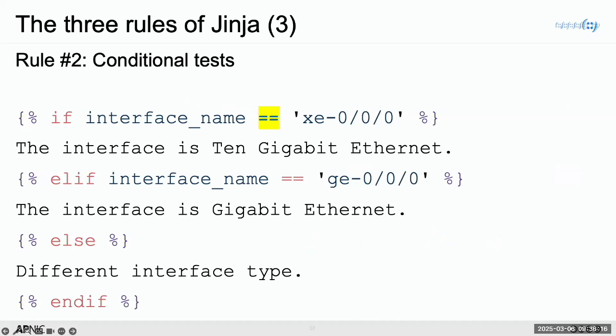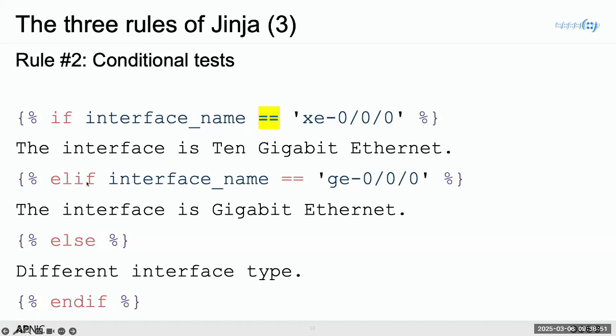So rule 3 is conditional testing. If we need to do conditional testing, this is how we can do it. We can use the double equal sign, and then it can compare the values on both sides. Like this interface name is a variable, and on the other side we have the interface string itself, and it can compare them. If they are equal, whatever we have passed to the variable, then it will execute this line and give us this output: the interface is 10 gig.